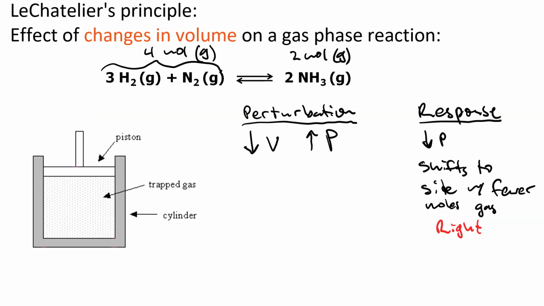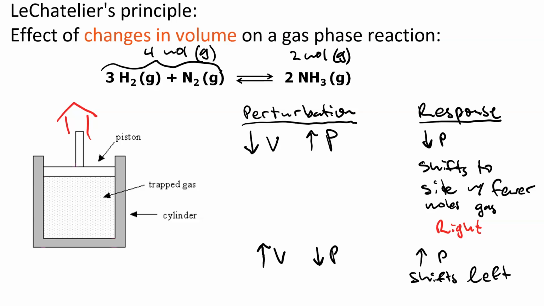On the other hand, we could pull on the piston. Grab hold of that piston and pull on it to increase the volume. So increasing the volume is decreasing the pressure. And so the response of the system is going to be to increase the pressure. In other words, it shifts left to make more moles of gas.